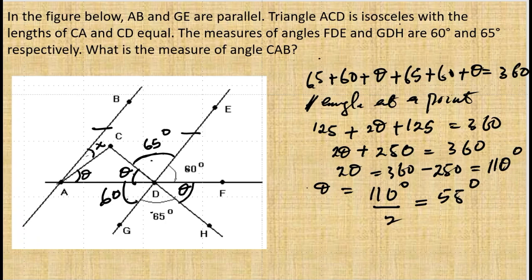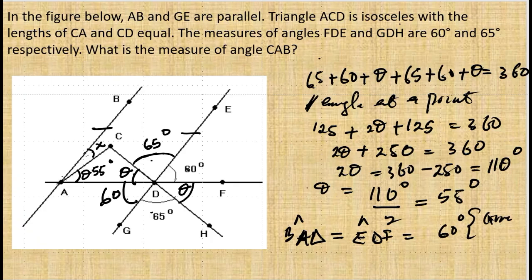Now, if theta is 55 degrees, what is X? Now, come back again to observing angle EDF, that's 60 degrees, and angle BED. Now, my angle BAD is equal to the angle EDF, and is the same thing as what? 60 degrees. Those angles, they are what? Corresponding angles.